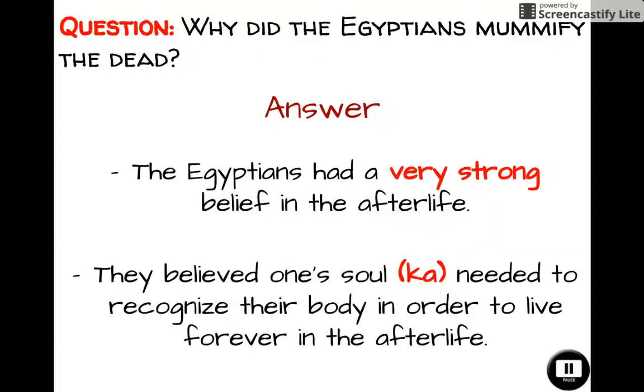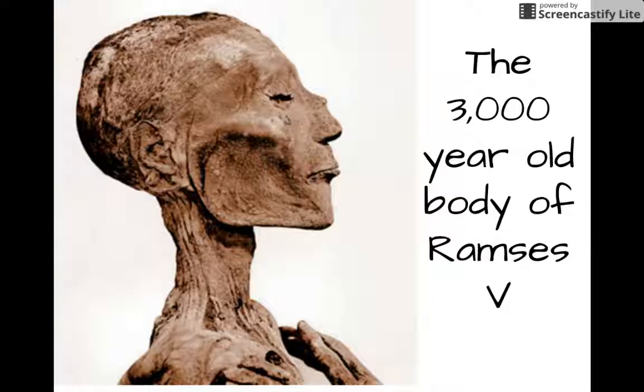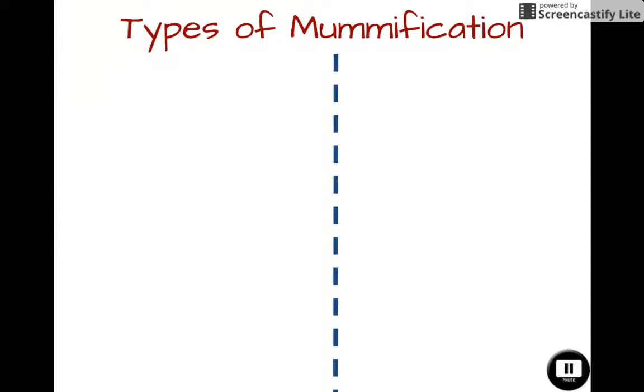Something else you may not have known is that they also believed that one's soul, or Ka, needed to recognize their body in order to live forever in the afterlife. So that's why the Egyptians need to mummify their dead. They need the soul to be able to recognize the actual body in order to live forever in the afterlife. So that's why we get all these artifacts of mummies. This is a 3,000-year-old body of the pharaoh Ramses V, and this is a mummified, embalmed body, hopefully with the idea being that his Ka could recognize his body and use it in the afterlife.